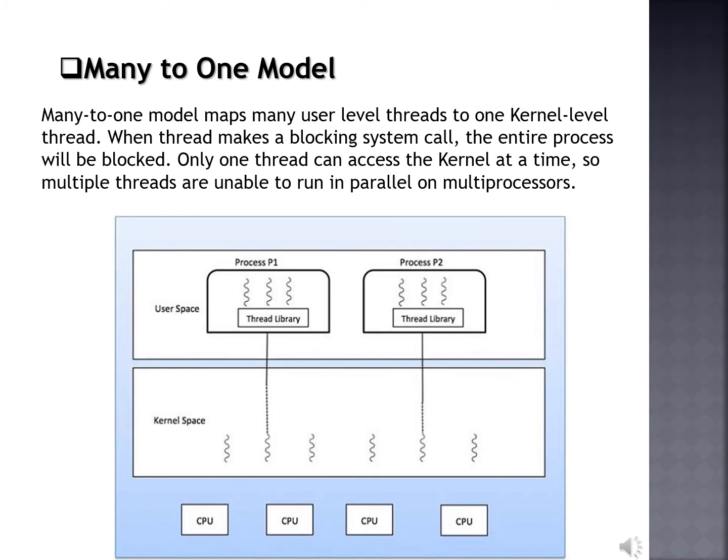The first one is the many-to-one model. The many-to-one model maps many user-level threads to one kernel-level thread. Thread management is done in user space by the thread library. When a thread makes a blocking system call, the entire process will be blocked. Only one thread can access the kernel at a time, so multiple threads are unable to run in parallel on multiprocessors. Thread management is handled by the thread library in user space, which is efficient in nature.